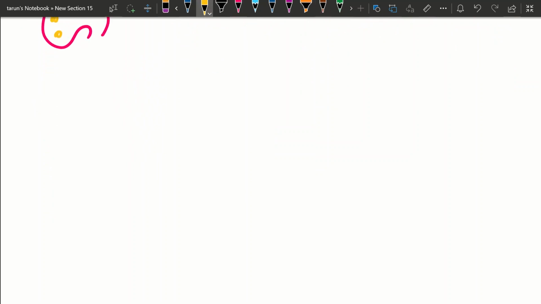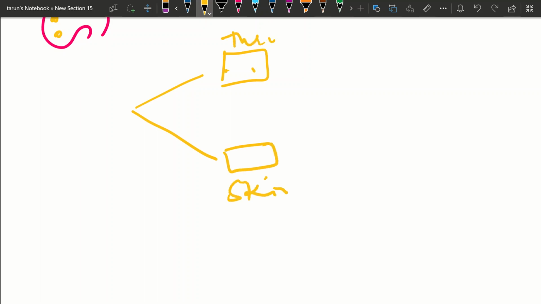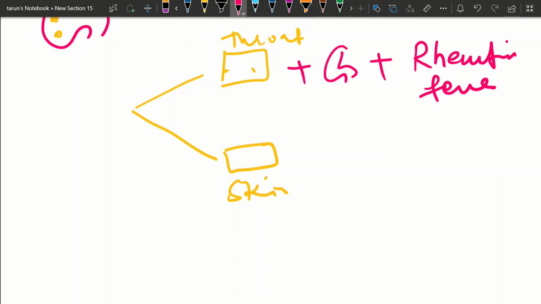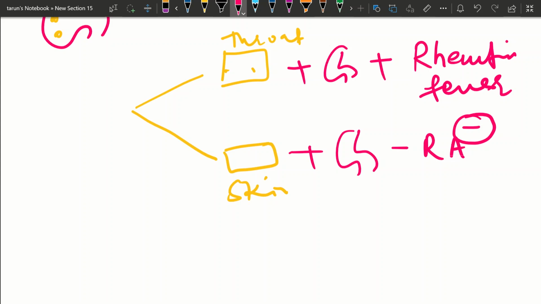There are certain strains of the streptococci which infect the throat, and certain strains infect the skin. Suppose this is the skin and this is the throat. Those strains which affect the throat also affect the kidney, and they also cause rheumatic fever. The strains which affect the skin only involve the kidney but do not cause rheumatic fever. So the strains causing pharyngitis also cause rheumatic fever and glomerulonephritis, while the strains which infect the skin also involve the kidney but do not cause rheumatic fever.